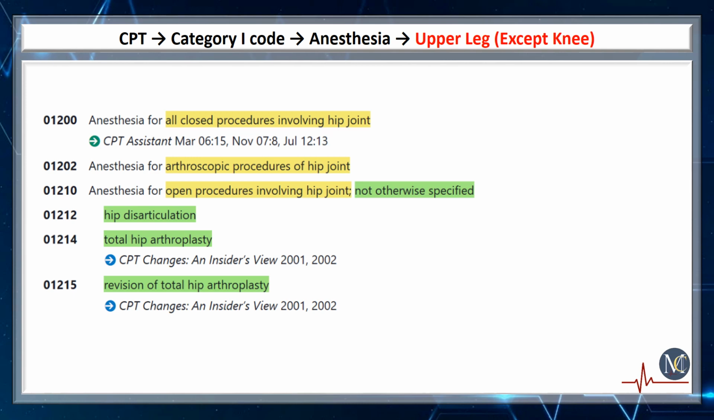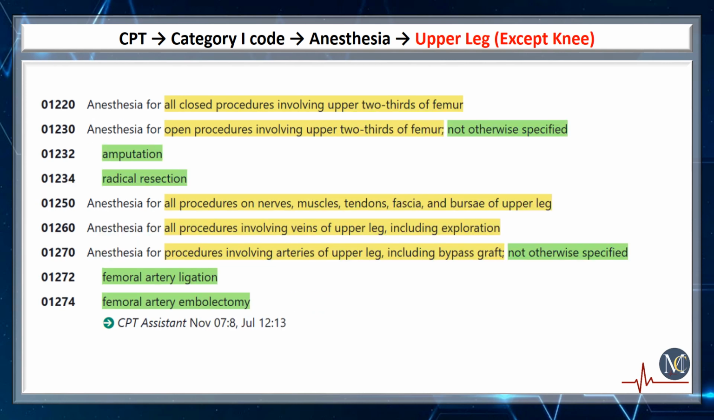Next code is 01215. Revision of total hip arthroplasty. The provider performs anesthesia services for a patient redoing total hip arthroplasty for specific needs. Next code is 01220. Anesthesia for all closed procedures involving upper two-thirds of femur. Femur is a long bone that extends from the pelvis to the knee. It is also known as the thigh bone.